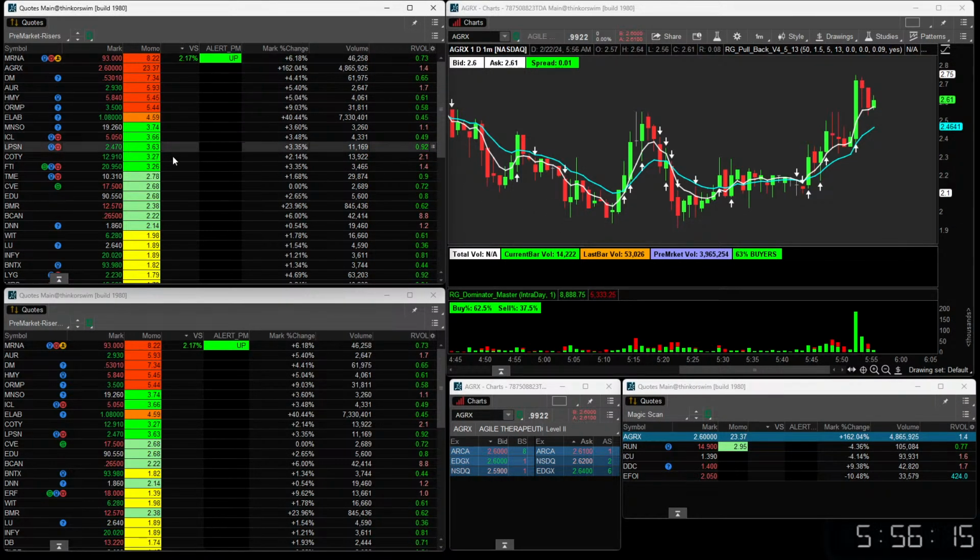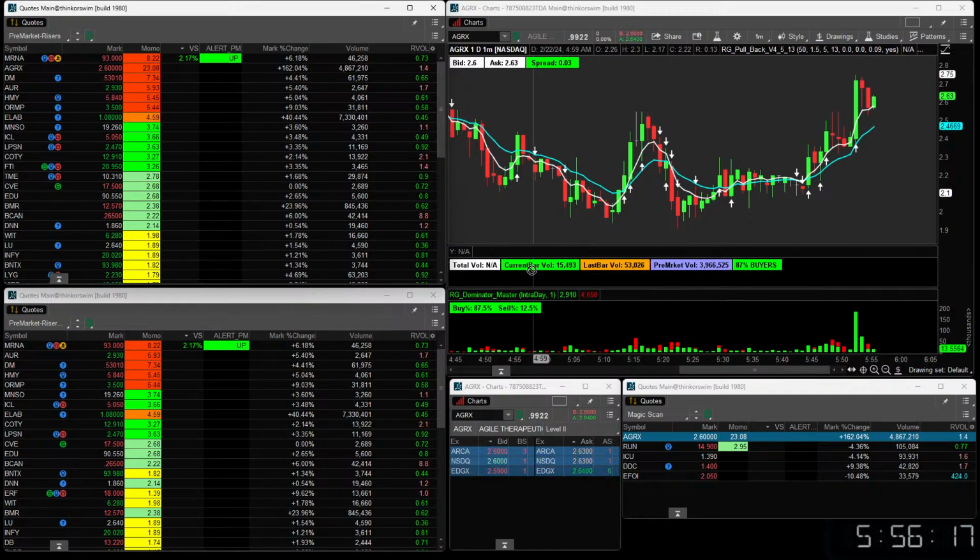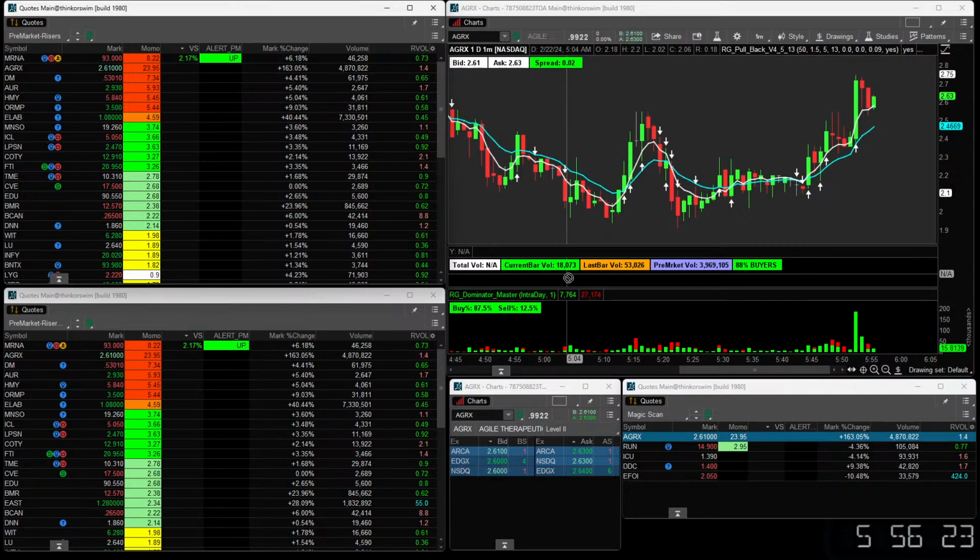So once we see a volume spike here, we go down to the current bar volume. We make sure we have enough volume to get in and get out safely. If we don't, we don't make the trade. If you do, you'll probably get a bad entry or a bad exit and lose a little bit of cash.